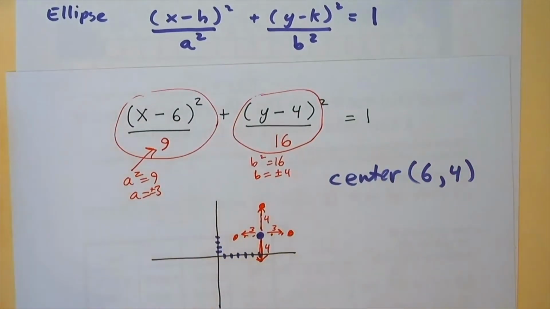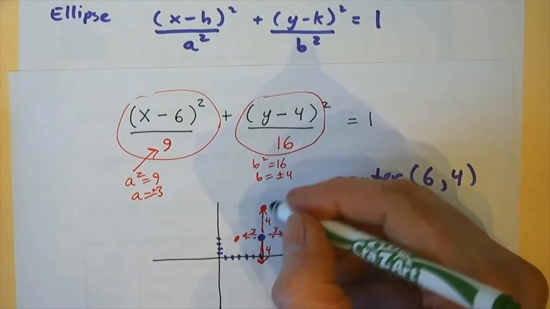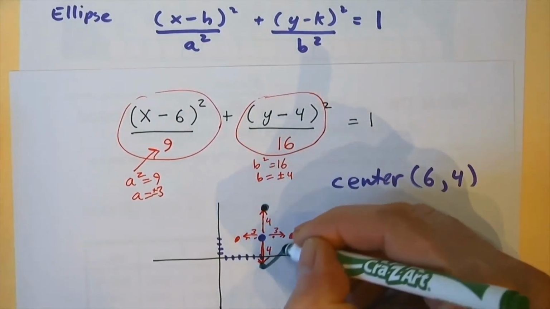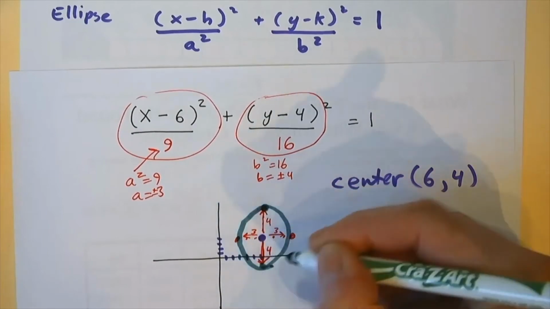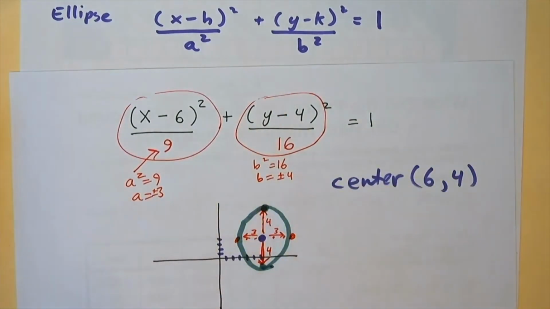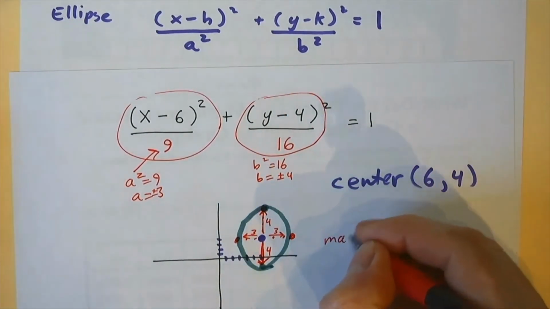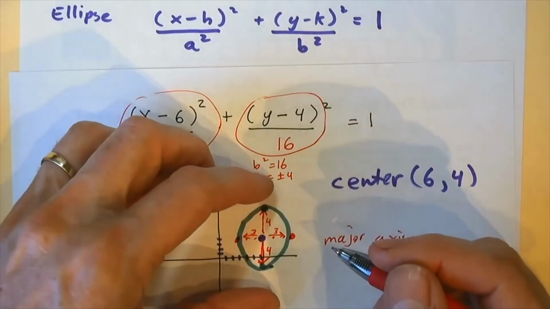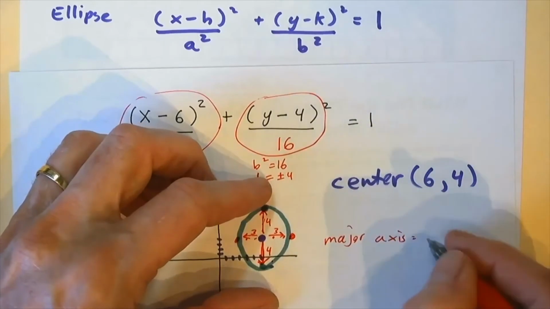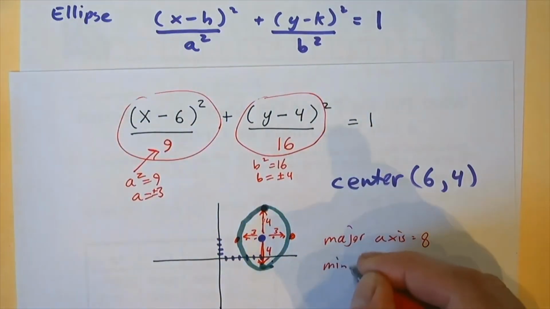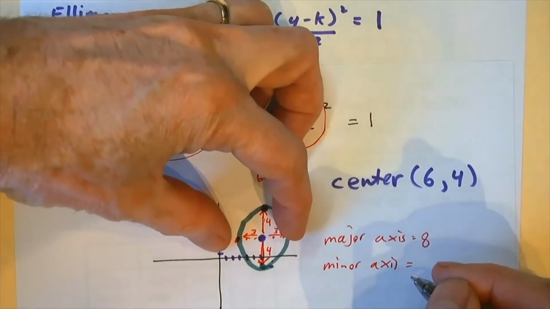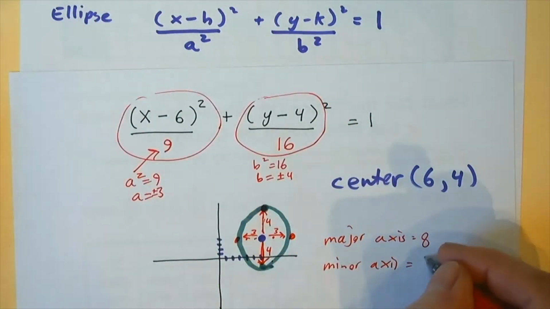And now, draw in your ellipse. Notice he's a little taller than he is wide. So there's these guys. And I try to connect him the best I can. And so if I say, how long is the major axis again? The major is the long direction, 4 plus 4, 8. The minor axis, how long is the minor axis? This little guy, 3 plus 3 is 6.